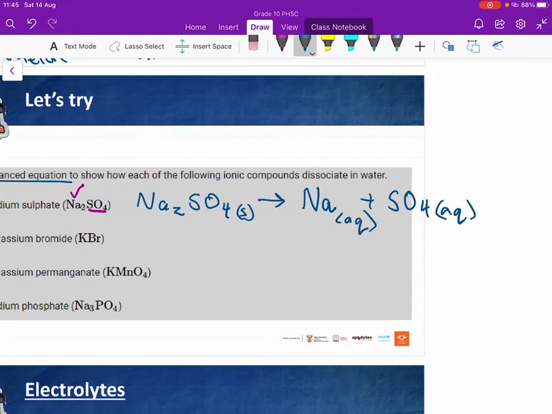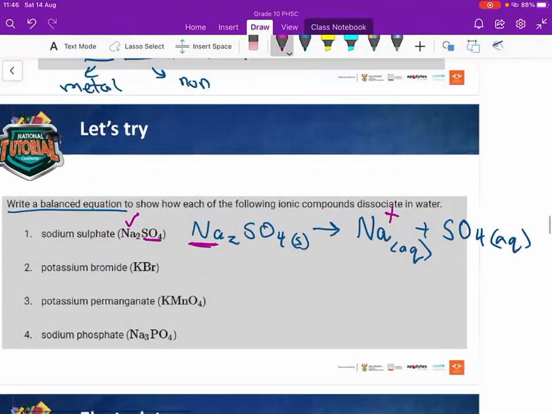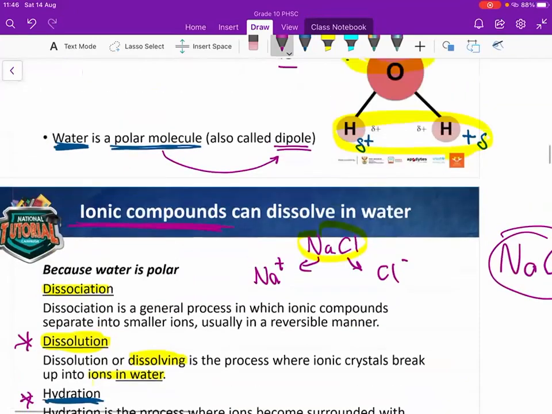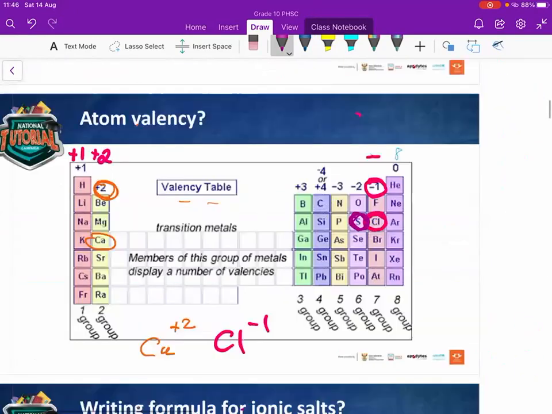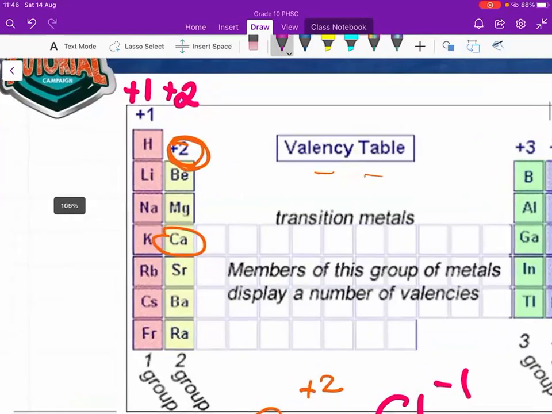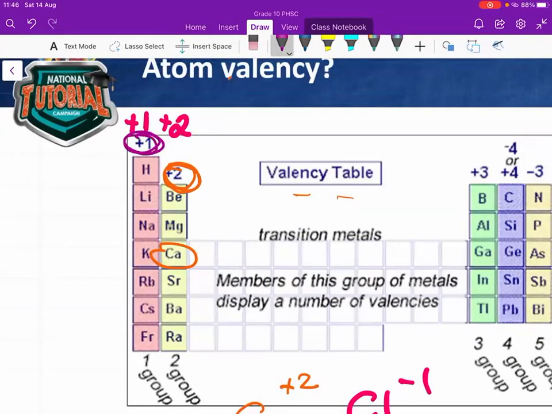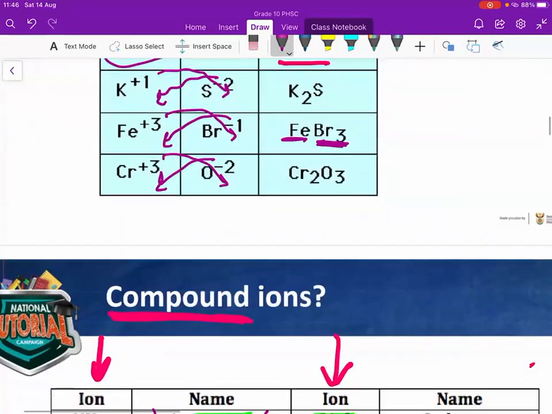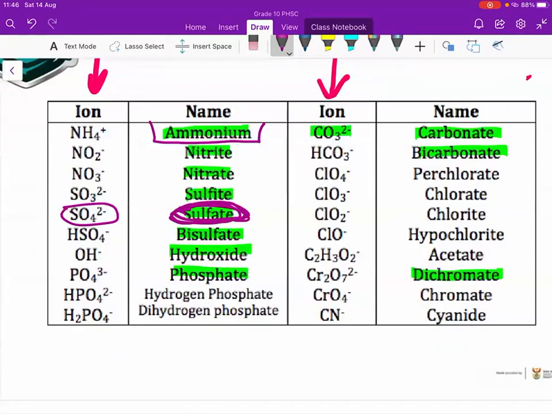But now we need ions to have a charge. So is this a +1 or a +2? Sodium, being the metal, will always be positive, the cation. That's when you go back to your periodic table and look at which group sodium is in. It's in group 1, therefore it has a valency of +1. And then we spoke about sulfate, and you know by heart that sulfate is SO4, 2-.